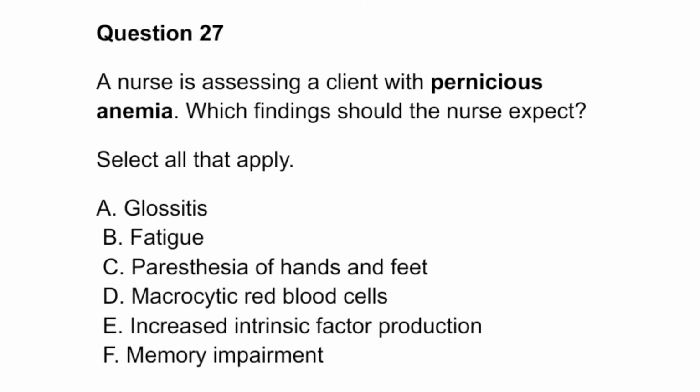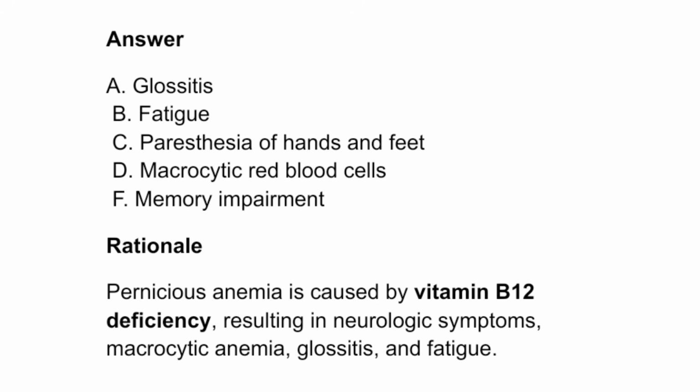Question 27. A nurse is assessing a client with pernicious anemia. Which findings should the nurse expect? Select all that apply. A. Glossitis. B. Fatigue. C. Paresthesia of hands and feet. D. Macrocytic red blood cells. E. Increased intrinsic factor production. F. Memory impairment. Answer. A.